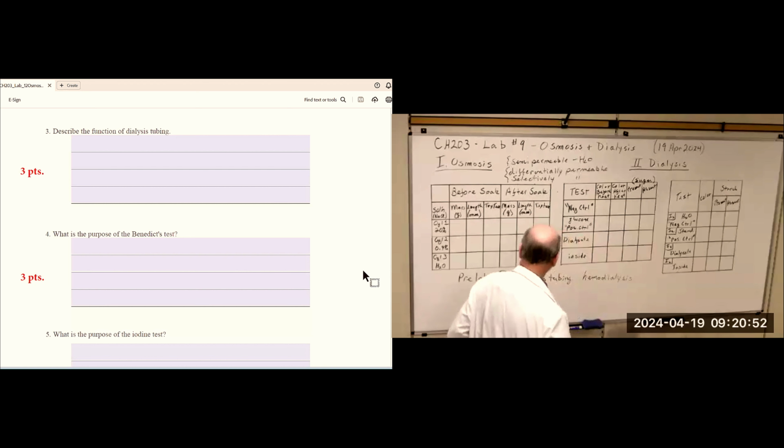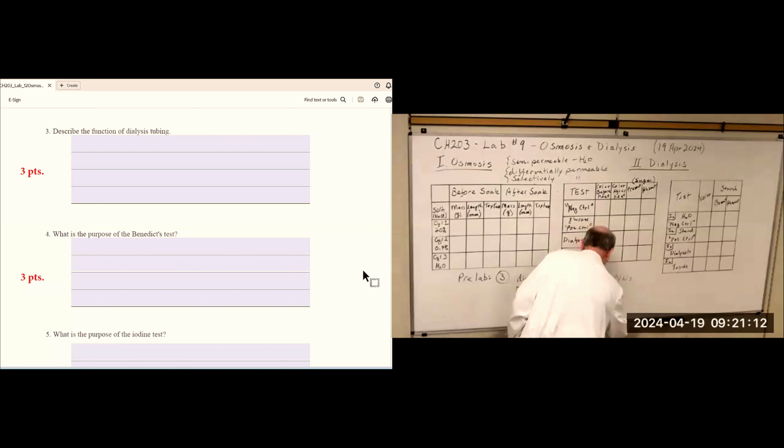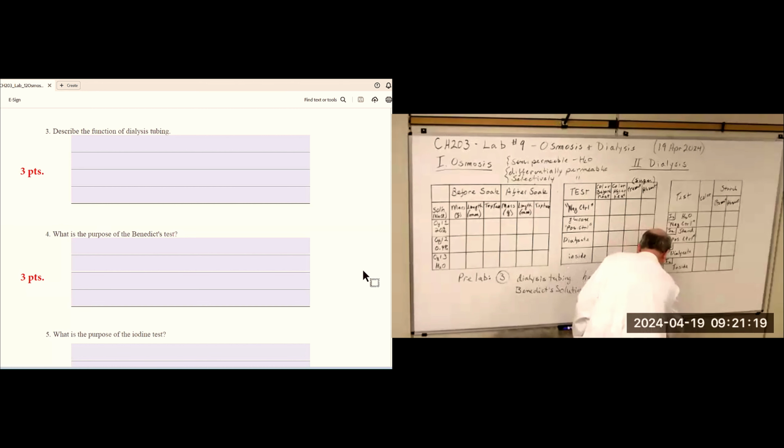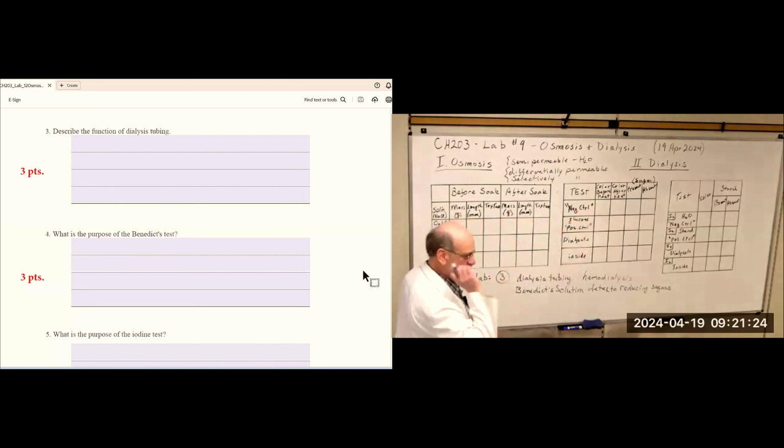What's the purpose of Benedict's solution? Benedict's solution here on this table is the blue solution. Benedict's solution detects what we call reducing sugars. Non-reducing sugars won't be detected.